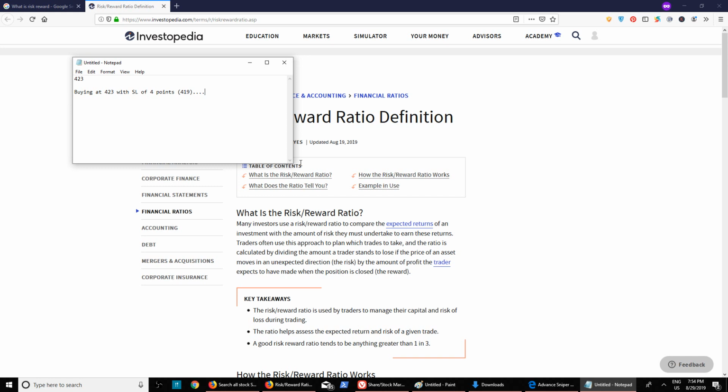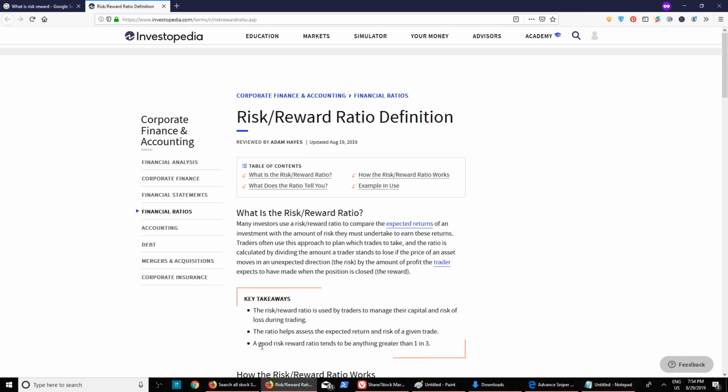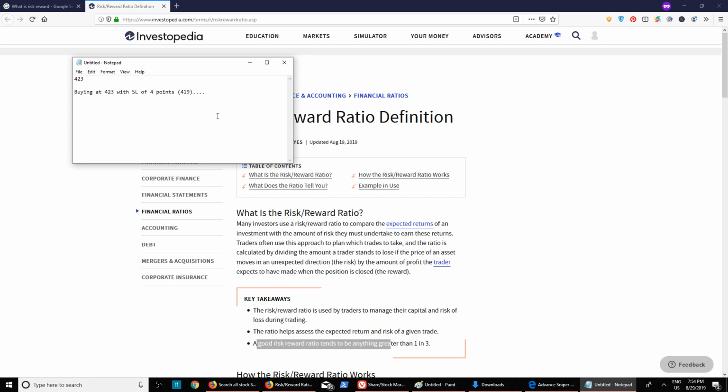Now what would be your reward? As per the standard definition, the risk reward should be greater than 1:1. That means it should definitely be 1:2 or 1:3, right? So where is your target? Your target should at least be 8 points, and you can also go up to 12 points.